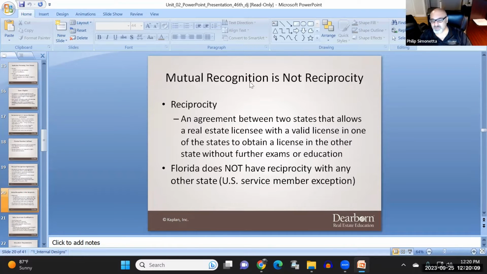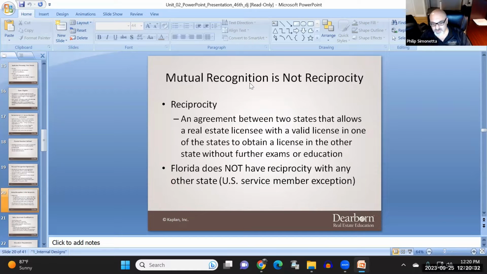So mutual recognition is not reciprocity. Florida has no reciprocity. Reciprocity is when there's an agreement between two states that allows a real estate licensee with a valid license in one of the states to obtain a license in the other without any further exams or education. Florida does not have reciprocity with any state.